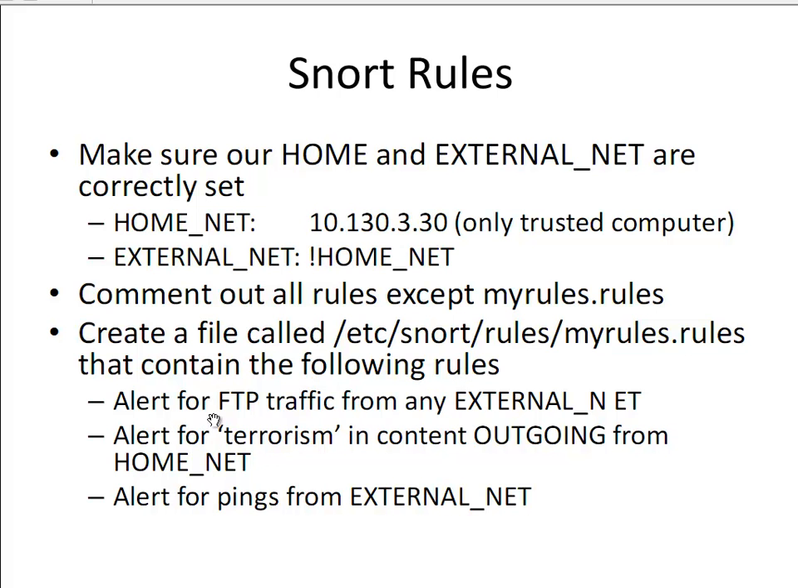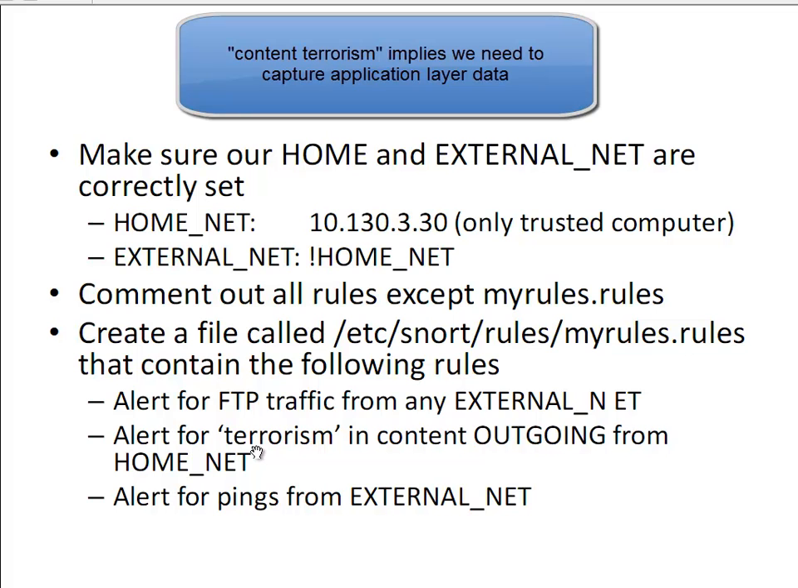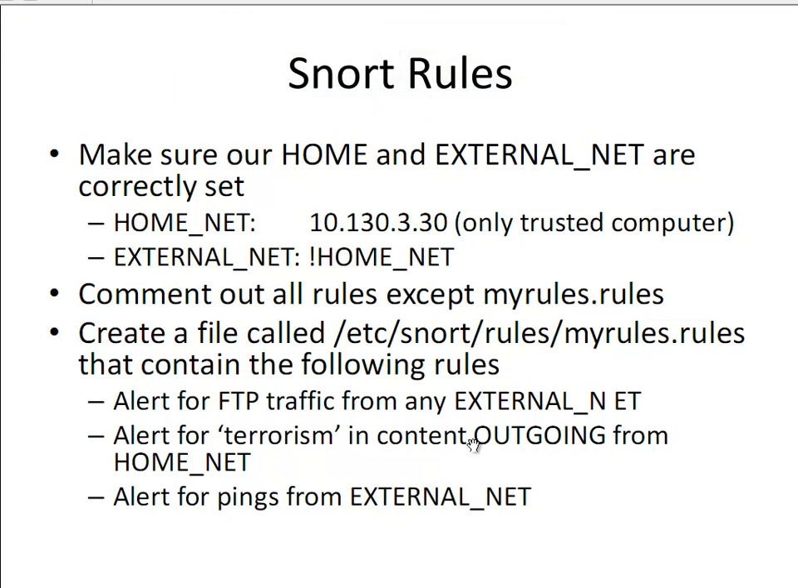And we want it to contain and implement the following policies. We want to alert for FTP traffic from any IP address coming in from the external net, that is anything that's not .30. Second, we want to alert for the content terrorism that's outgoing from our home net. So notice here we're talking about FTP traffic coming in from the external net. Here we're talking about content outgoing from home net. And finally, we want to alert for any pings incoming from our external net. Let's see how we do that.